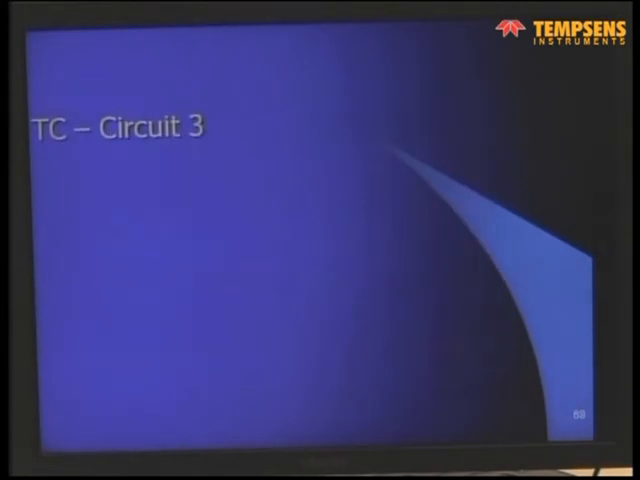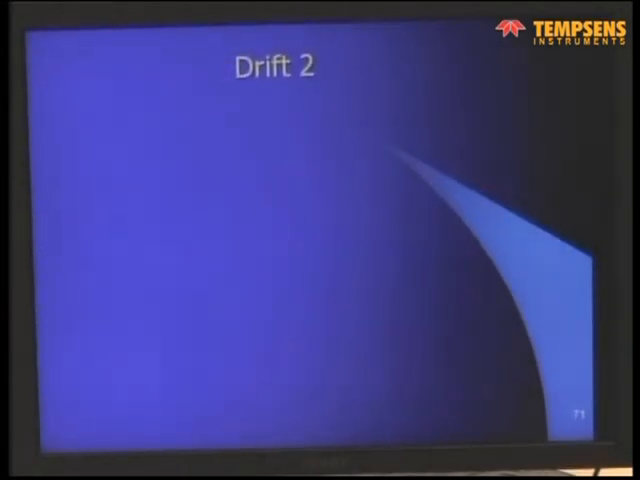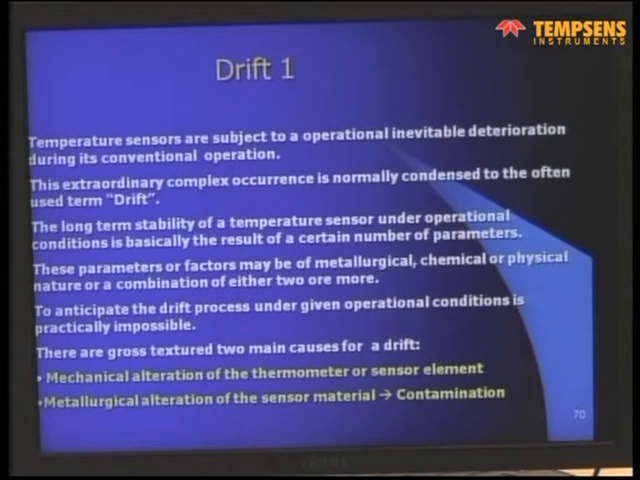Okay. We overtake this. Short, give me 5 minutes for drift.